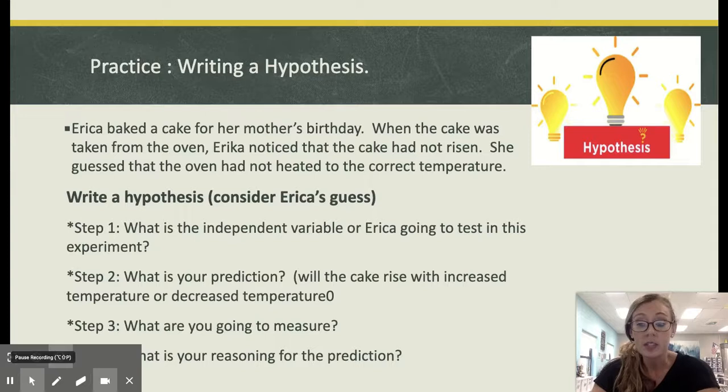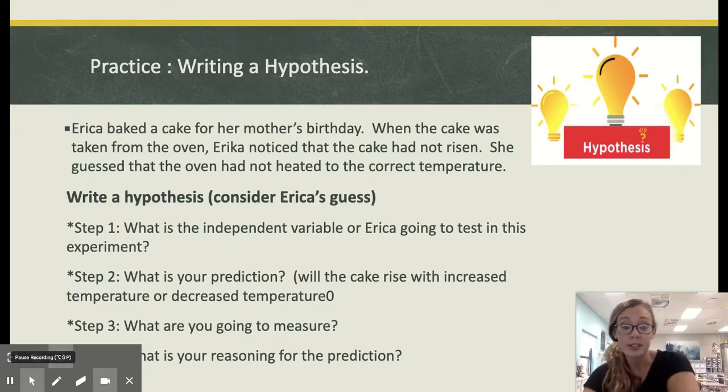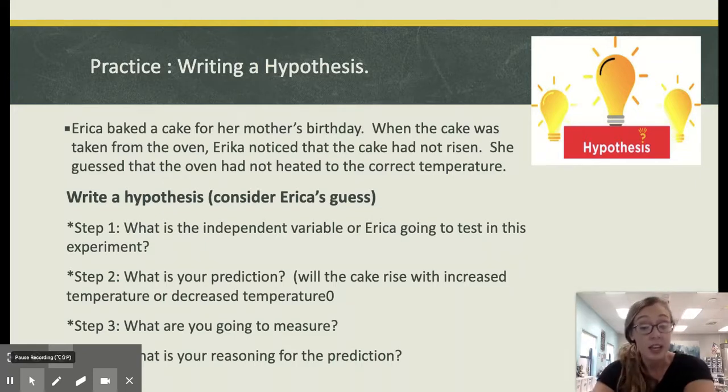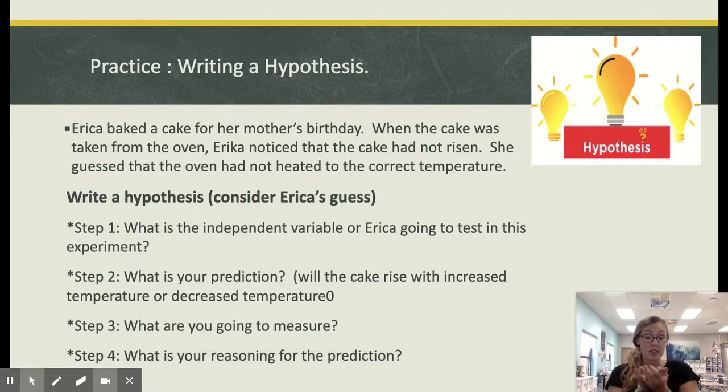So step 2, what is your prediction? So obviously, if the oven reaches the correct temperature, then the cake should bake properly. So it should rise. So what are you going to measure? Did the cake rise, right? And then what is your reasoning behind this? Because heat makes all of these things chemically react, and it makes it rise, right?